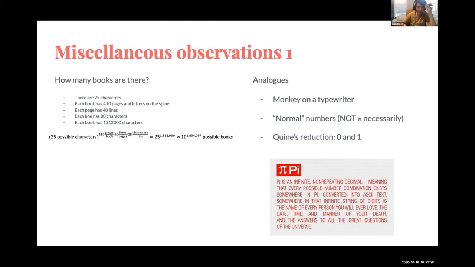Anyway, a third thought experiment that you can use to compare to the Library of Babel, which is basically the same as the idea of a normal number, is called Quine's reduction. Quine was an important analytical philosopher, but he reasoned that all of the random interest generated by the idea of random sequences can be reduced even more, from 25 characters to simple zeros and ones, which creates an infinitely long binary string that includes all possible substrings.